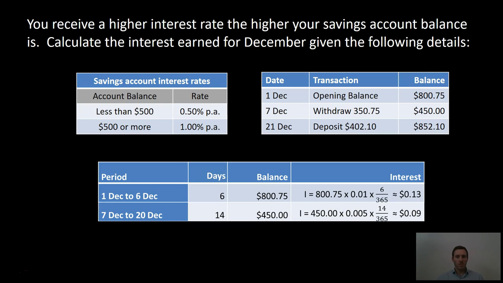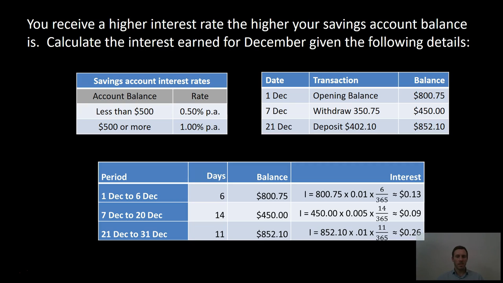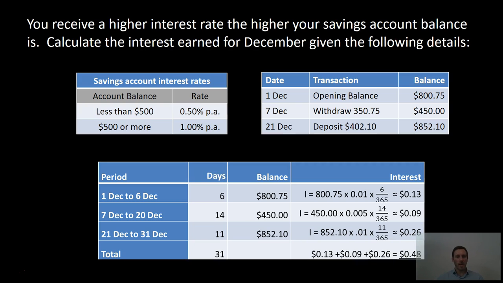Then you withdraw $350.75. The balance is $450, which is below $500, so you earn 0.5%, totaling 9 cents interest for this period. Finally, you deposit $402.10. The period is 11 days. P, or the balance, becomes $852.10. You earn 26 cents interest. If we add up all of the daily amounts, we earn 48 cents during the month.